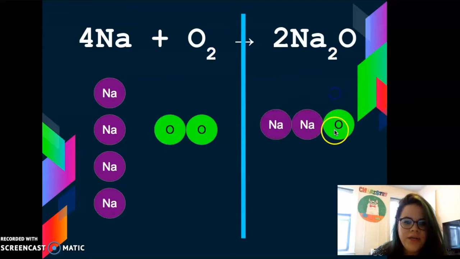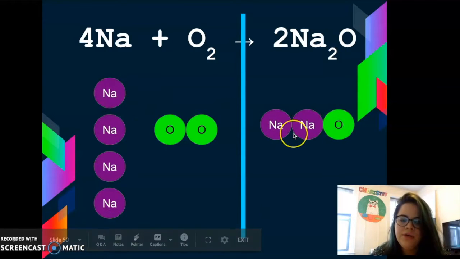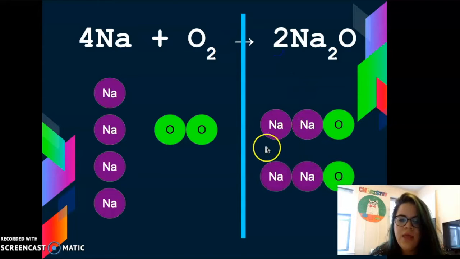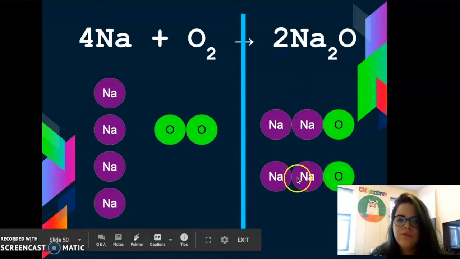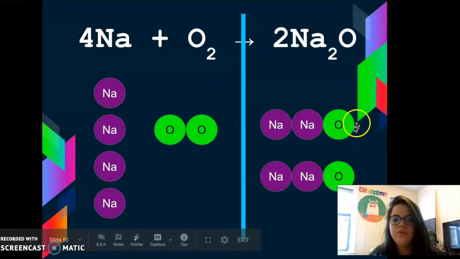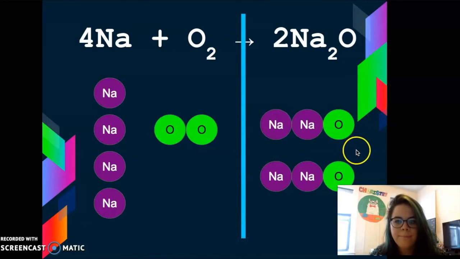If I were to stop right here, you would notice we have an issue. I start with 4 sodiums, but here I only have 2. I start with 2 oxygens, but here I only have 1. That is what that number 2 is there in front for. Now I have 4 sodiums and 2 oxygens on each side. Okay, and that's what we're doing when we balance equations. We're going to use these coefficients in the front to show the number of atoms being conserved throughout the reaction.